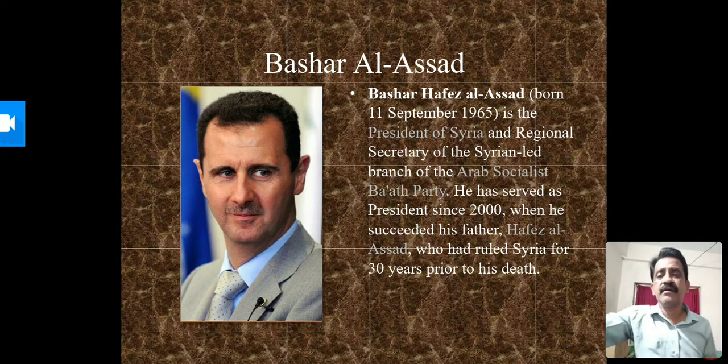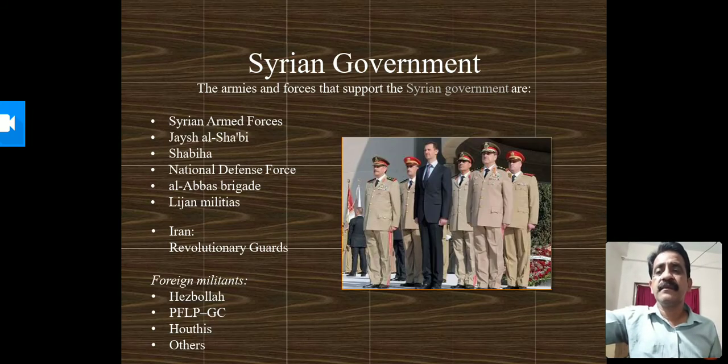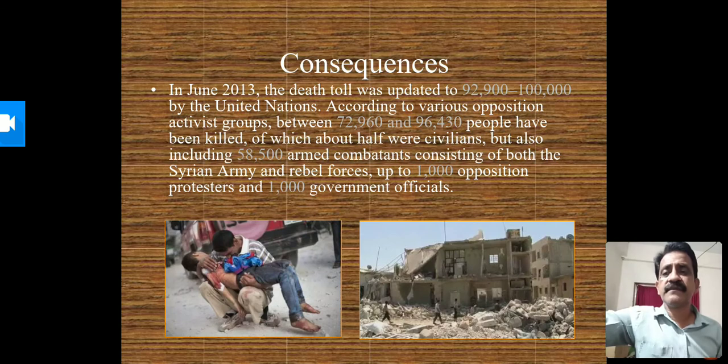Bashar al-Assad was born on 11 September 1965. He is the president of Syria and regional secretary of the Syrian-led branch of the Arab Socialist Ba'ath Party. The Syrian government has forces like the Syrian Armed Forces, Jaish al-Shabi, Shabiha, National Defense Force, Al-Abbas Brigade, Liwa Militia, Iran Revolutionary Guards. The foreign militants are Hezbollah, PFLP-GC, Houthis and others.